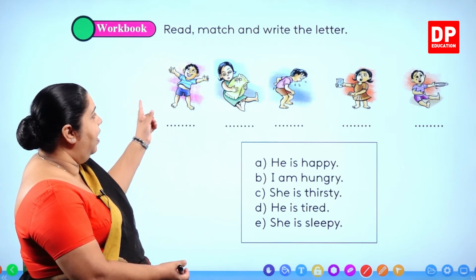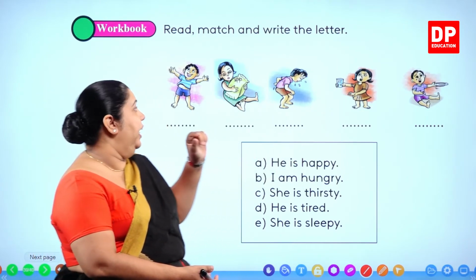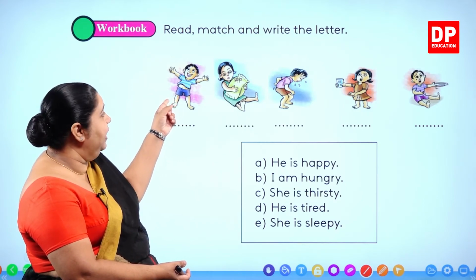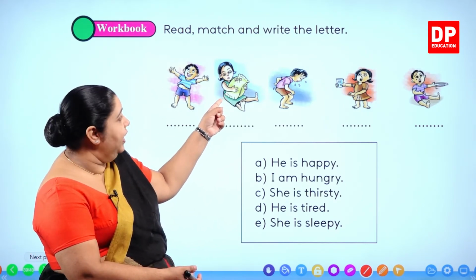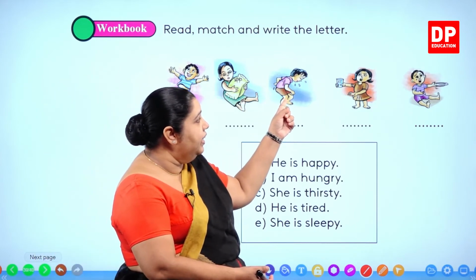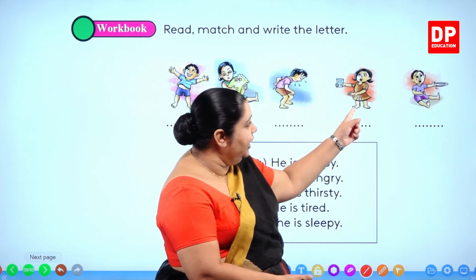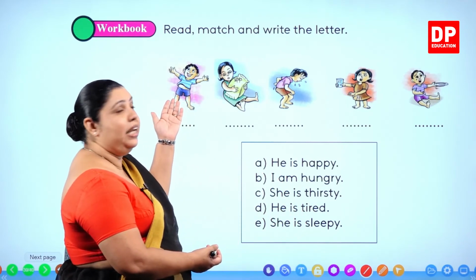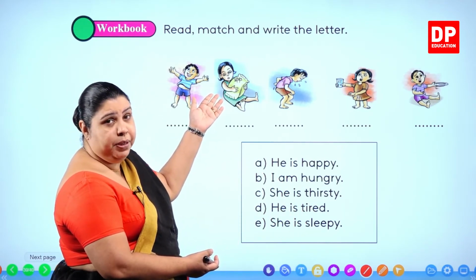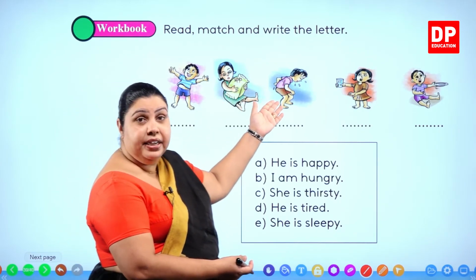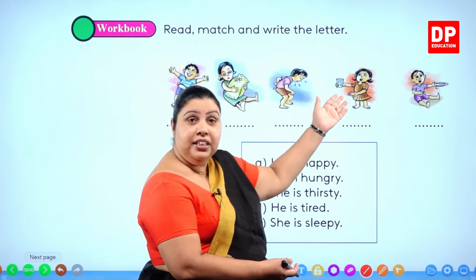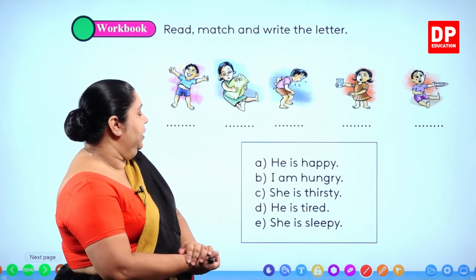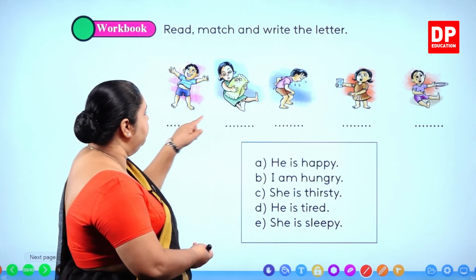Now we have our pictures. Okay, we have our happy little boy here. Happy. She's sleepy. He's tired. She's thirsty. And he's hungry. I'm happy. I'm sleepy. I'm tired. I'm thirsty. I'm hungry. Now here there is a little space.